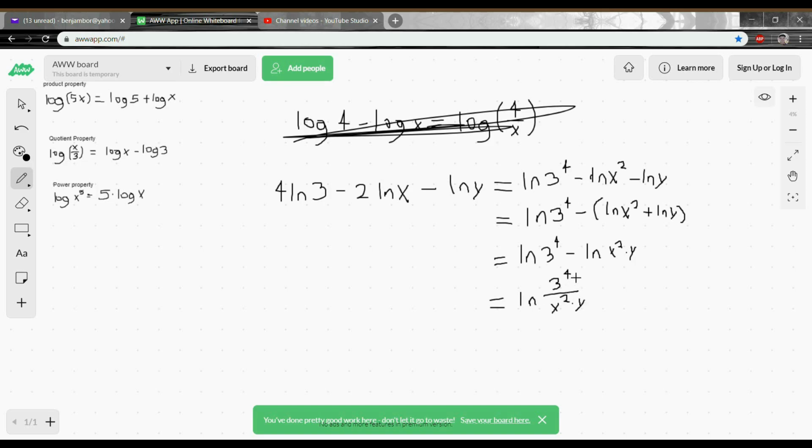We could expand this 3 to the 4th if we wanted to. We're not going to because it doesn't really matter. The final answer is going to be the natural logarithm of 3 raised to the 4th divided by the quantity x squared times y.